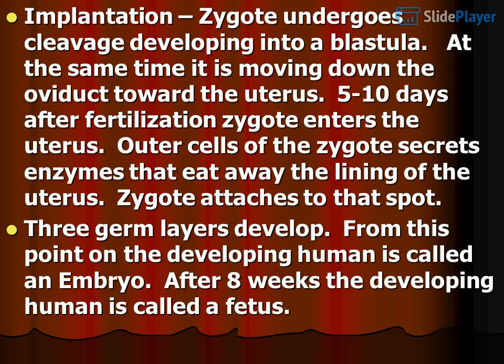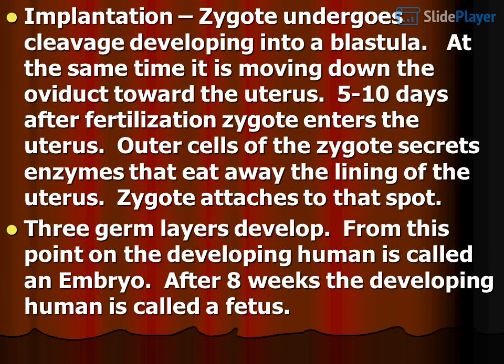Implantation: the zygote undergoes cleavage, developing into a blastula. At the same time it is moving down the oviduct toward the uterus. 5 to 10 days after fertilization, the zygote enters the uterus. Outer cells of the zygote secrete enzymes that eat away the lining of the uterus. The zygote attaches to that spot.